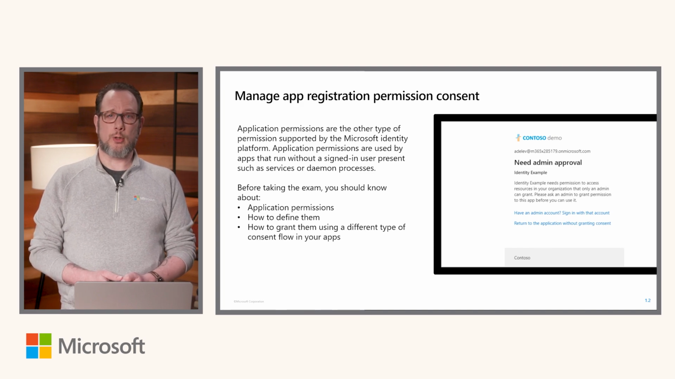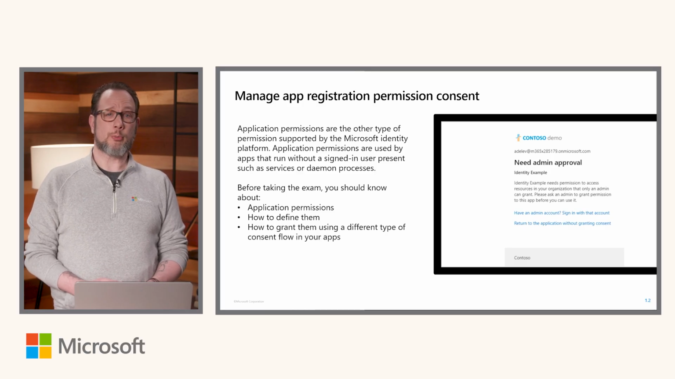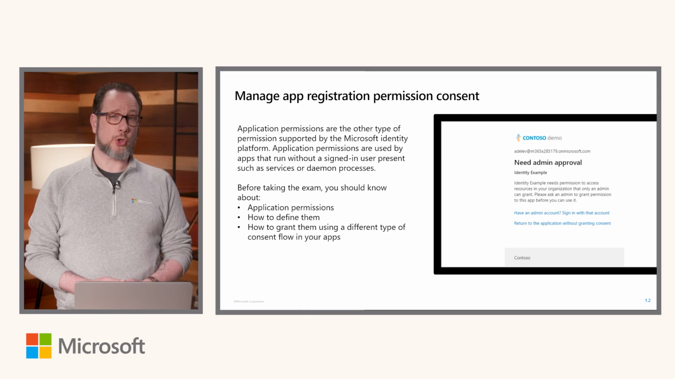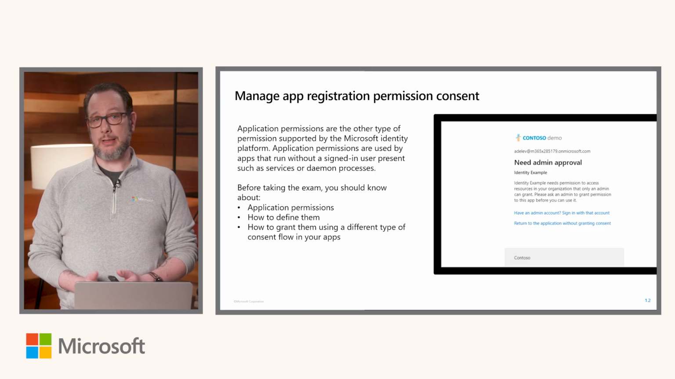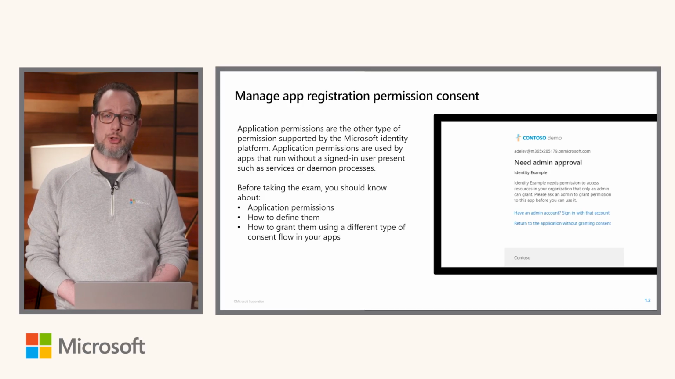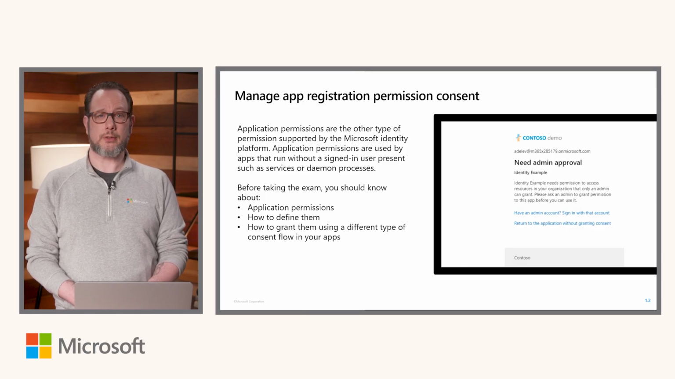Some applications run without a signed-in user, for example, services or daemon processes. This is where application permissions come in scope. Know about admin restricted and admin consent settings, which you can use to proactively request an administrator to grant the correct permissions on behalf of the entire tenant.